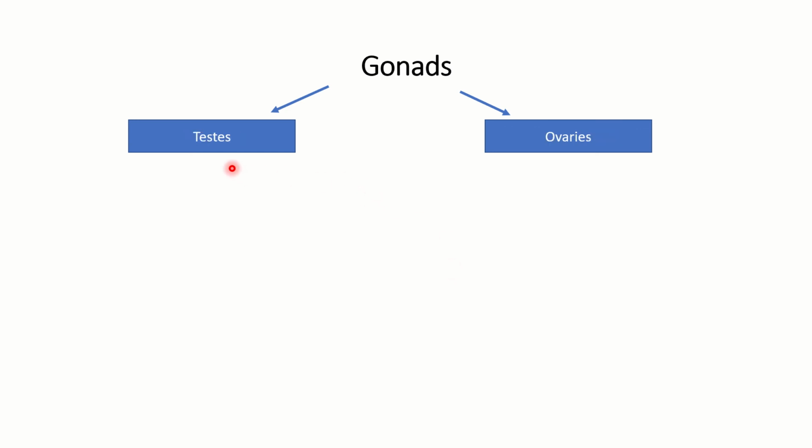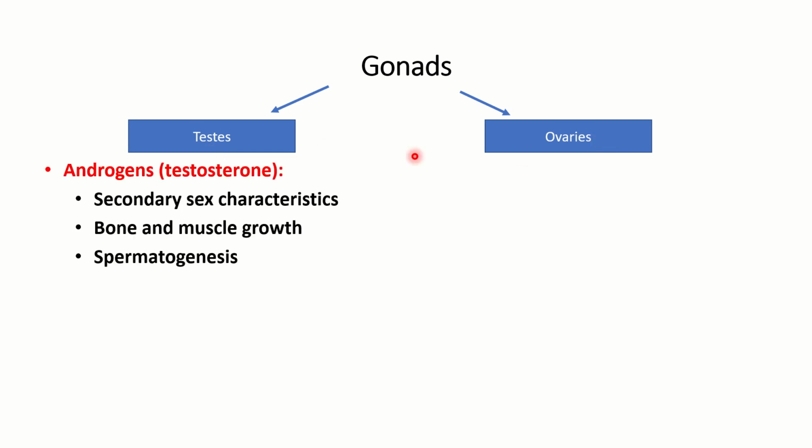The gonads: males have testes and females have ovaries. Testes secrete androgens, and an example of an androgen is testosterone. It is important for secondary sexual characteristics, for example, coarsening of the voice and growth of hair. It's also important for the musculoskeletal system, for growth of bones and muscles, and participates in spermatogenesis.